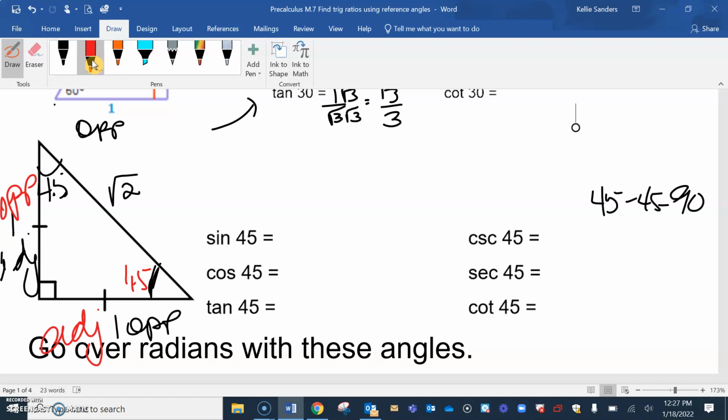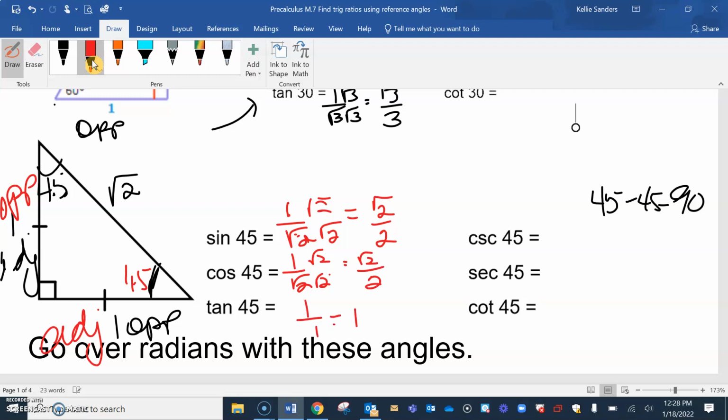So 1 over square root of 2, but you can't have square root of 2 on the bottom, so square root of 2 times square root of 2 gives you square root of 2 over 2. 1 over square root of 2, can't have square root on the bottom, so square root of 2 over 2. And tangent is opposite over adjacent, which is 1 over 1, which is 1.